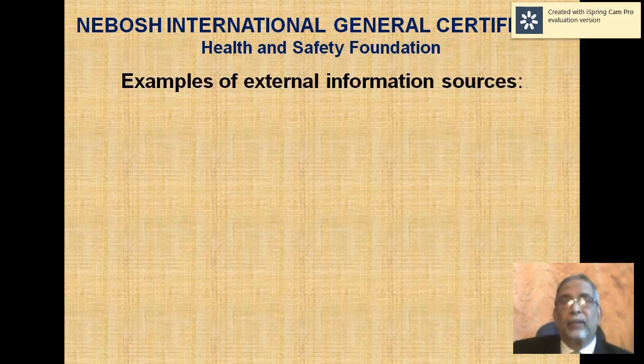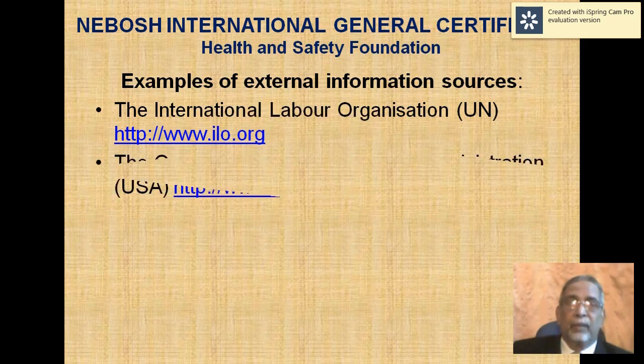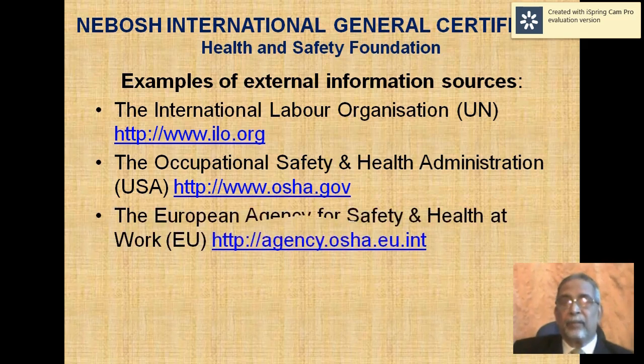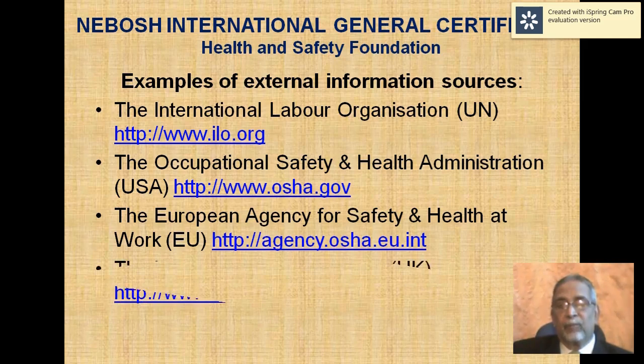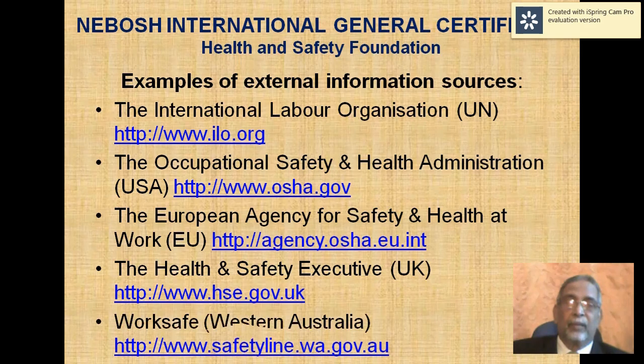Now we will see examples of external information sources. The first one is the International Labour Organization. Another one is the Occupational Safety and Health Administration, USA. Another one is the European Agency for Safety and Health at Work. Another one is the Health and Safety Executive, UK. Another one is WorkSafe, Western Australia.